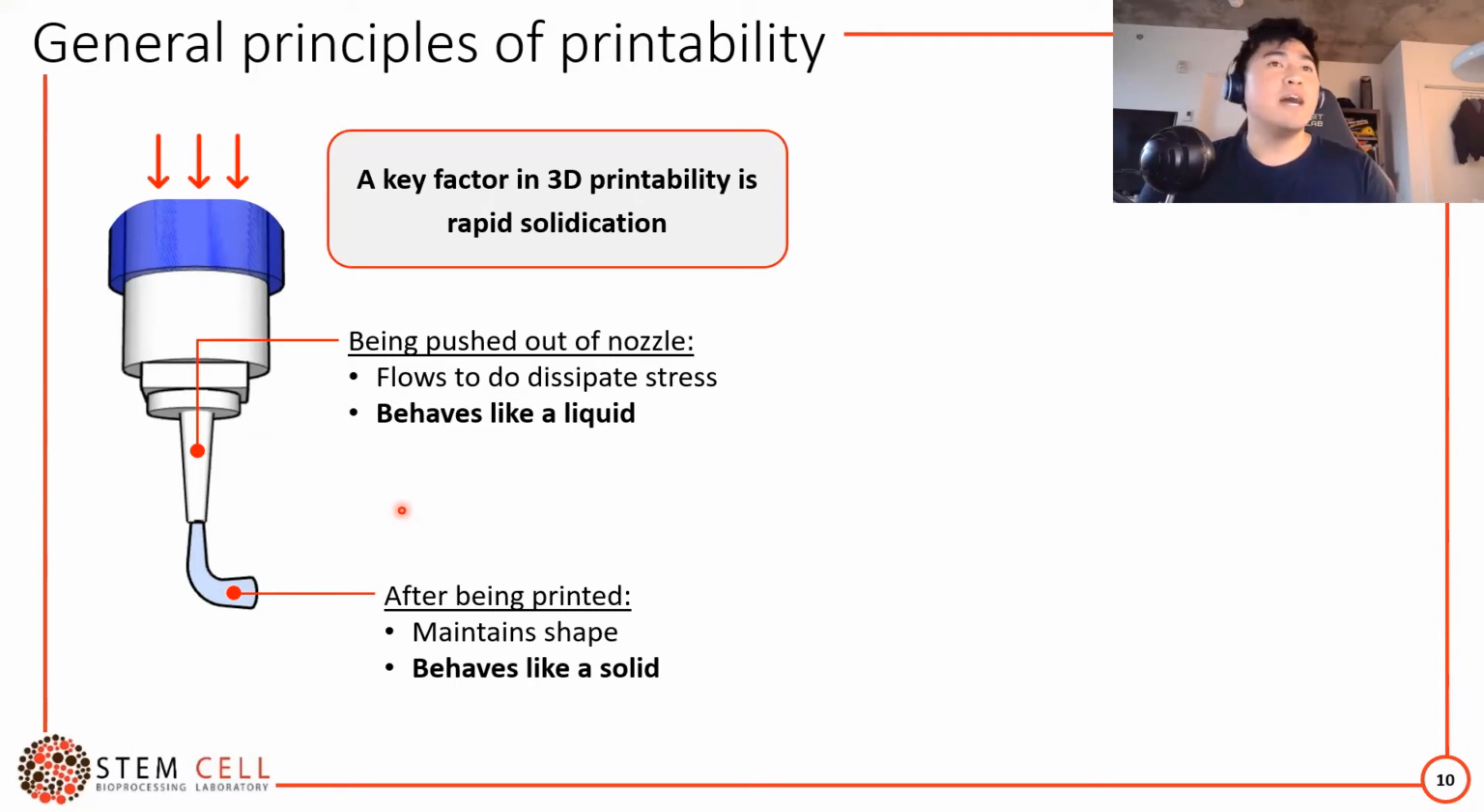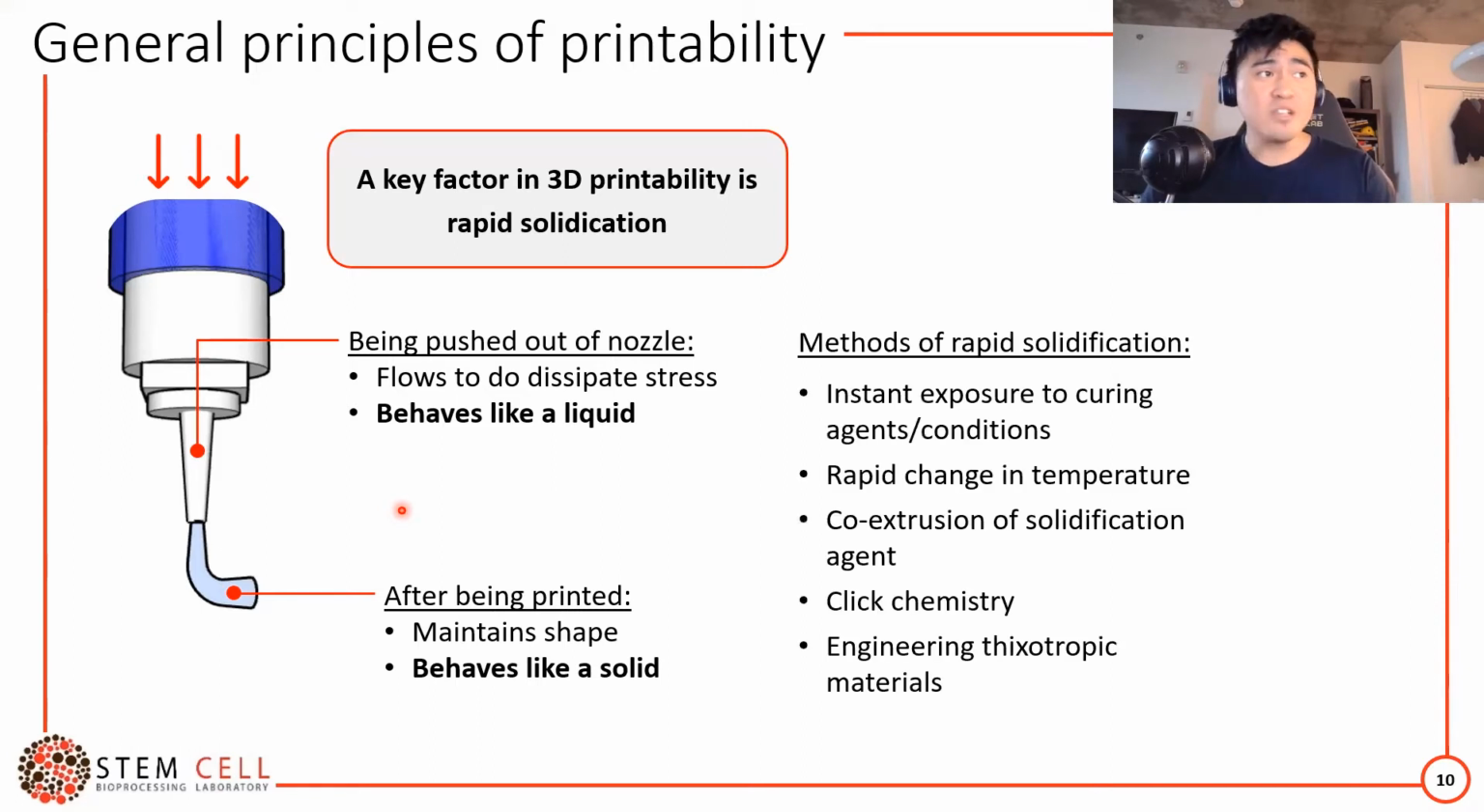Now let's talk about how we can achieve this. There are a lot of different ways you can do this using curing agents, depending on your environment, depending on your configuration, different chemicals, UV sources, for example. However, two ways that you can achieve rapid solidification, or how we have done it in our lab, is through a rapid change in temperature and the engineering of a thixotropic material. We'll get into what thixotropic means later, but these are the two case studies that we'll be focusing on today.